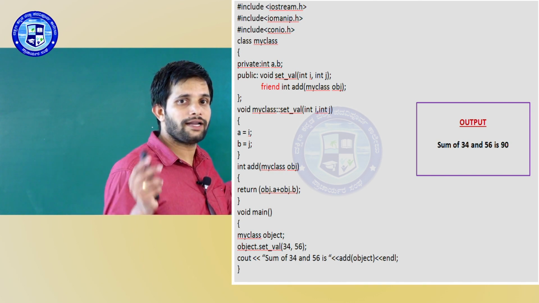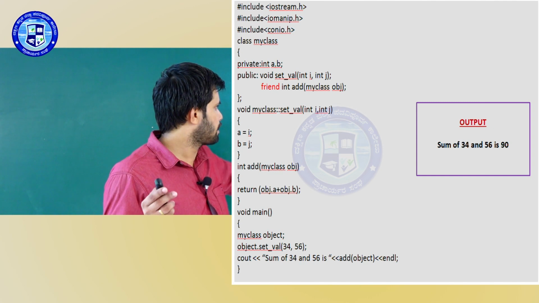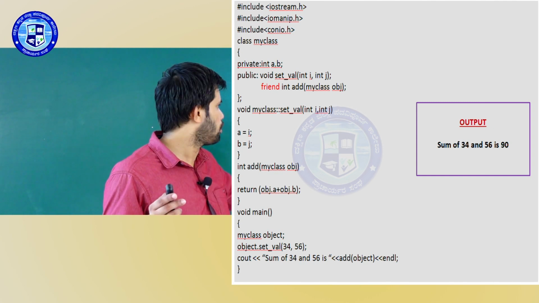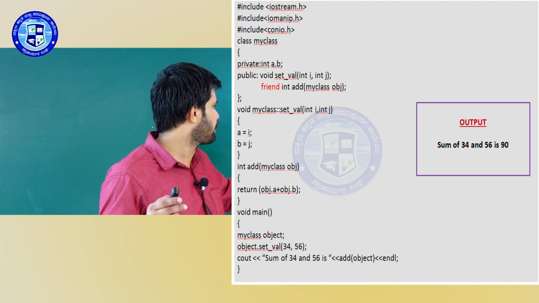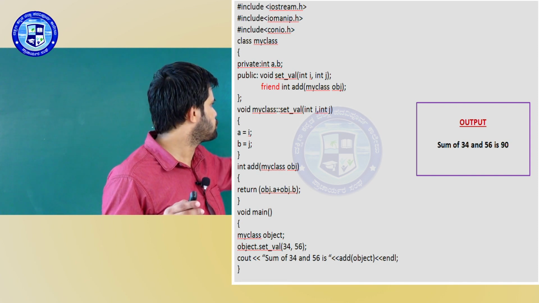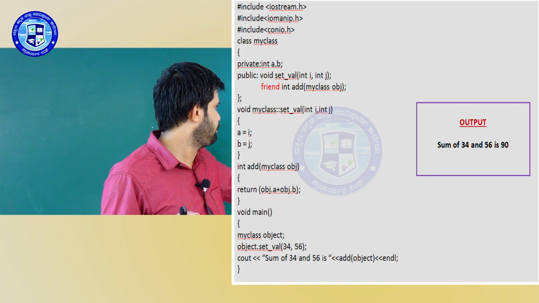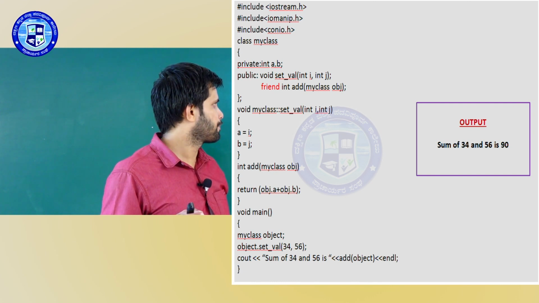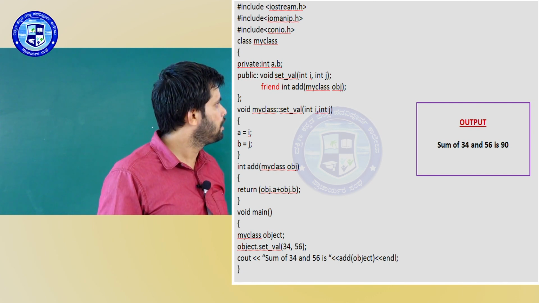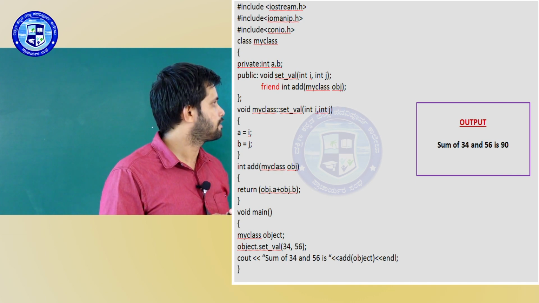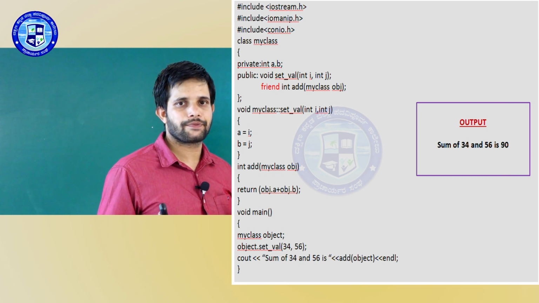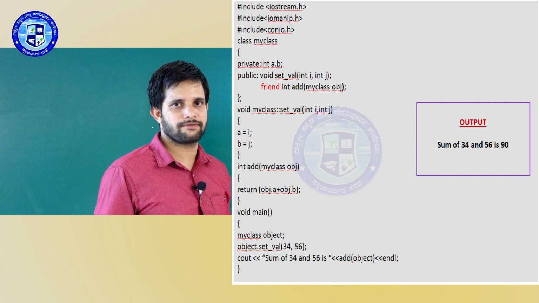These are not accessed directly, these are accessed using the object. So what is the object here? Obj. So obj.a means 34. What is obj.b? 56. 34 plus 56 is 90, and that value I am going to return. So in the form of output, I will see sum of 34 and 56 is equal to 90. So this is how the friend function works.